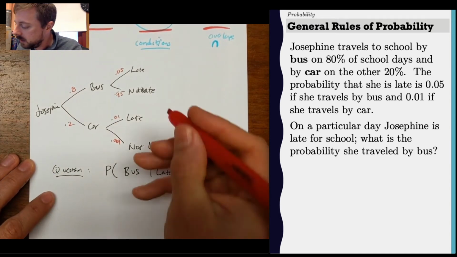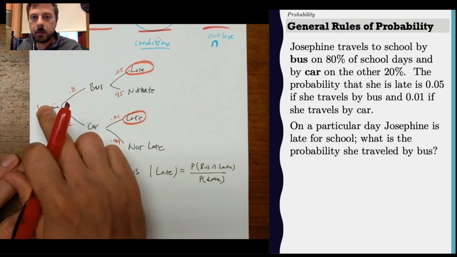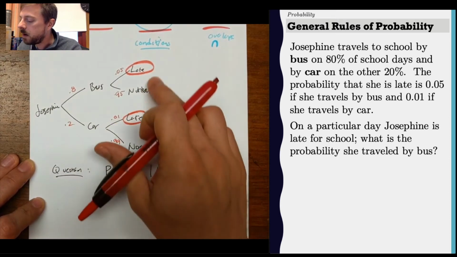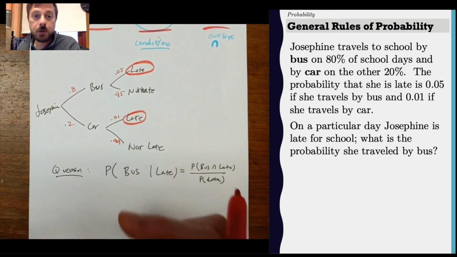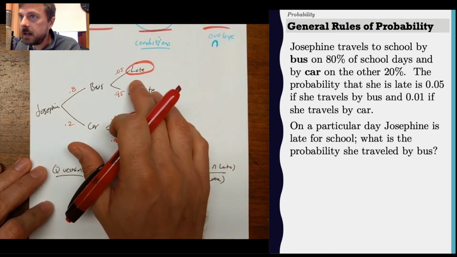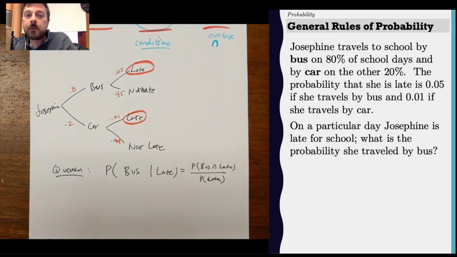Well, we'll see lateness occurs in two different places. She could either be late having taken the bus or she could have been late having taken the car. So we need to figure out the probability of each of these two mutually exclusive outcomes and sum them. We agree that her being late having taken the bus and her being late having taken the car are two different worlds and they're therefore mutually exclusive, so we could sum those two probabilities up.